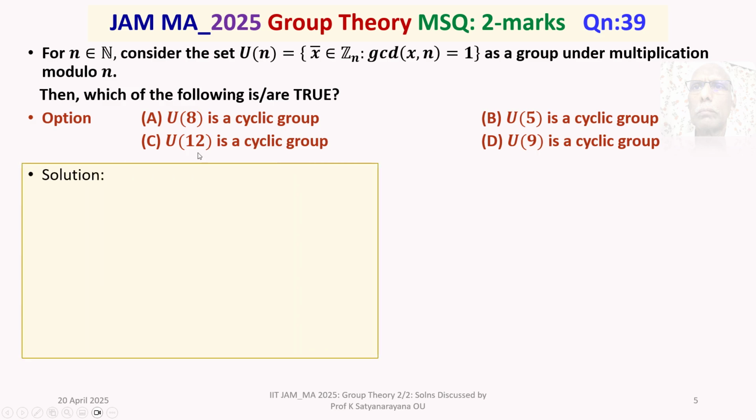Now first we go to option A. U of 8 is a cyclic group. What is U of 8? Write down all those integers which are relatively prime to 8. 1, yes. 2 is not relatively prime to 8. 3, yes. 4 is not. 5, yes. 7, yes. So it is 1, 3, 5, 7. And the operation is multiplication modulo 8.